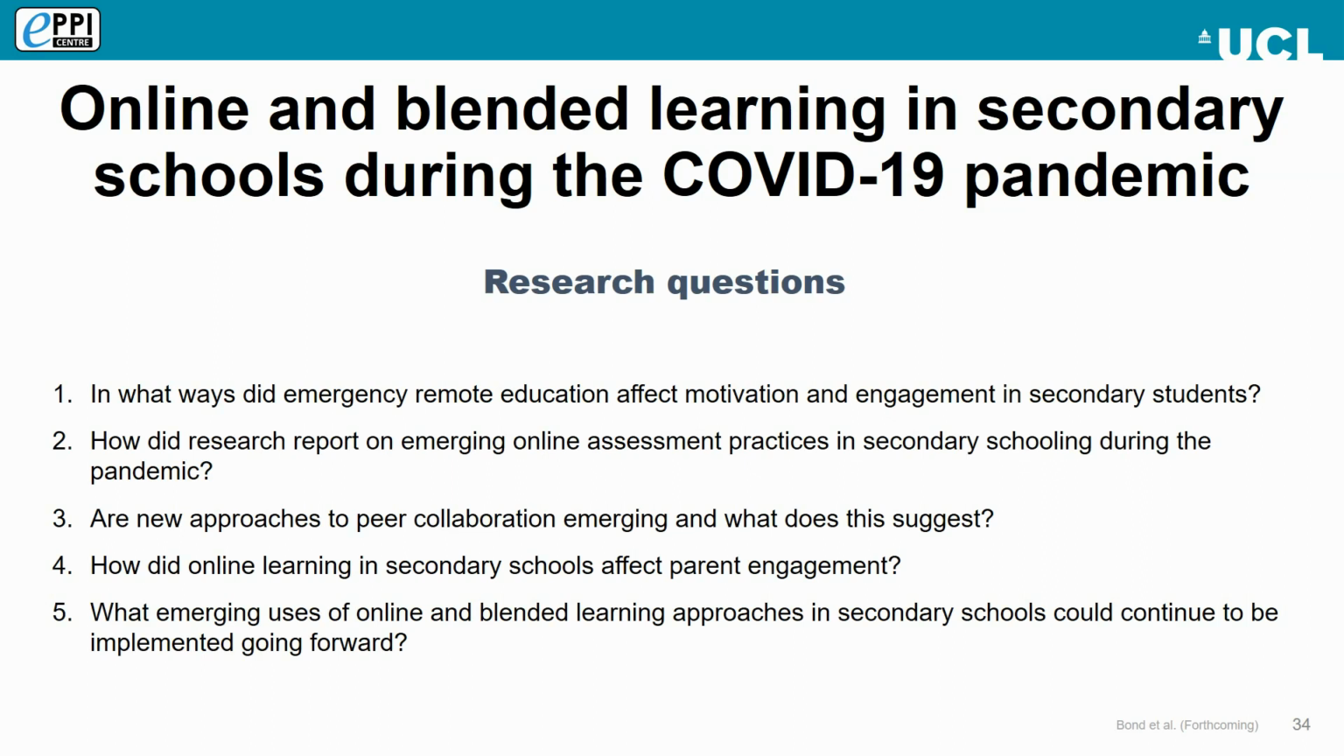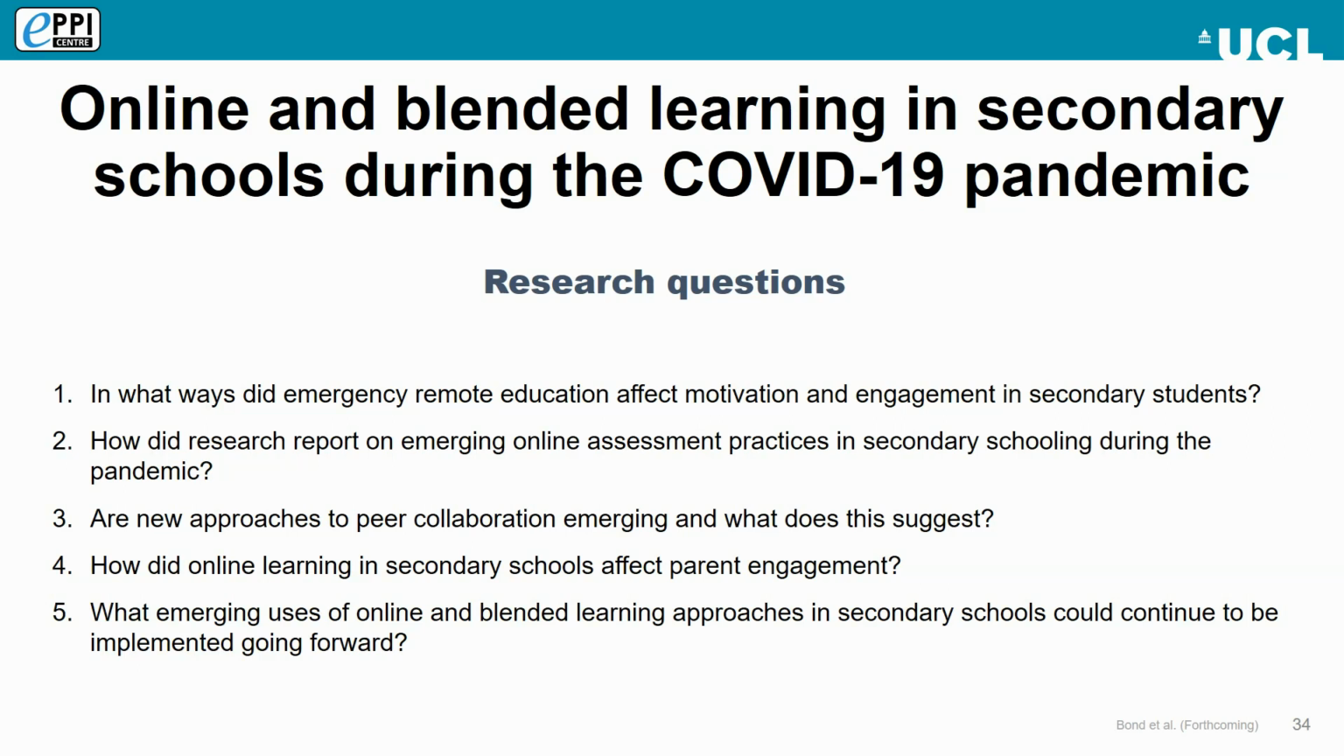Whether there are any new approaches to peer collaboration emerging and what that suggests? How online learning in secondary schools affects parent engagement? And what emerging uses of online and blended learning approaches in secondary schools could continue to be implemented going forward?